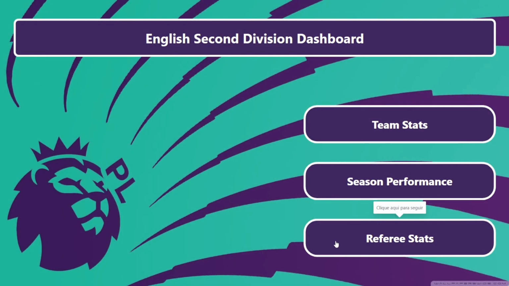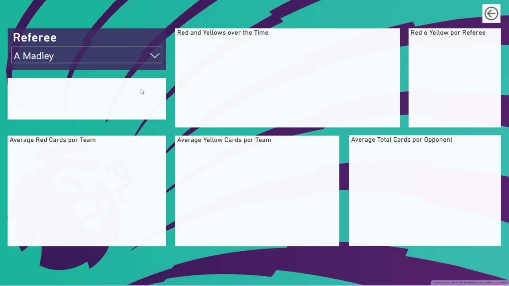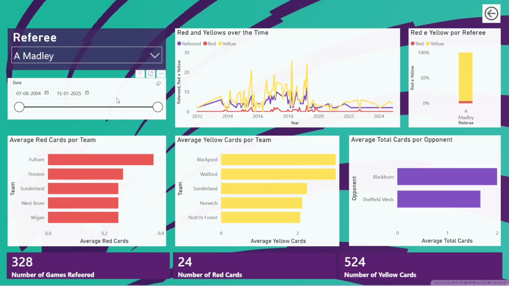Finally, on the referee stats page, you can find a slicer for the referee and for the date. You have the number of refereed games, reds and yellow over the time, and the proportion of reds and yellows. You can also see the top 5 teams that received on average more reds and yellow, and also the top 5 team against whom more cards were awarded on average.